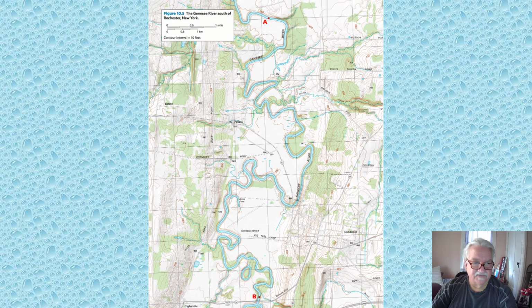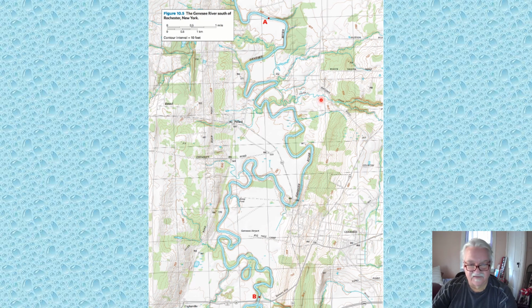Okay, so that's the oxbow. More oxbows. Here is the Genesee River. You can see it twisting. Okay, here is that oxbow we were just looking at. And you can see it twist. Here's another one about to form. Here's an oxbow. Here's another one that probably will be. Okay, another one that probably will be. So the river is really zigzagging.